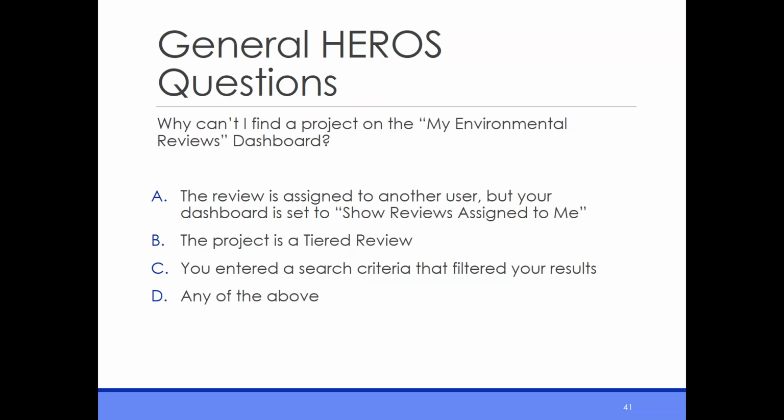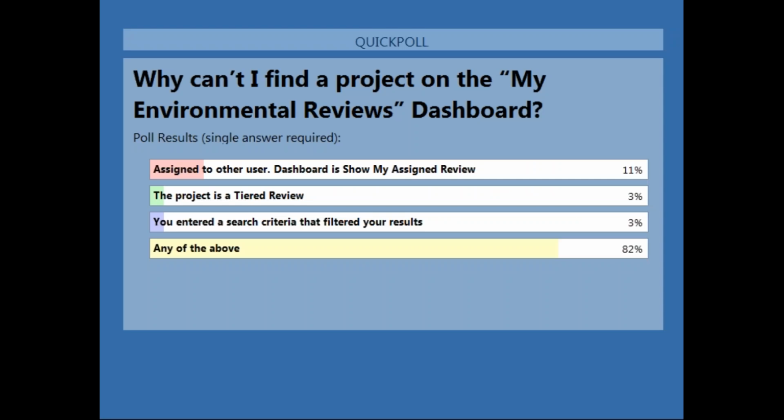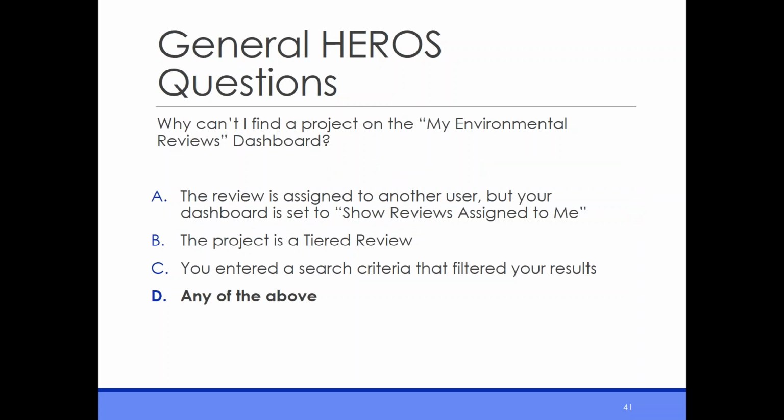I just noticed that I can see them while we're processing this. But yeah, it looks like you figured this one out. It is a lot of possibilities here. This is a really commonly asked question. People can't find a review, and there are a lot of reasons that could be. Probably the most common is that the review is assigned to a different user, but you can only see reviews assigned to you because of your view in the dashboard.